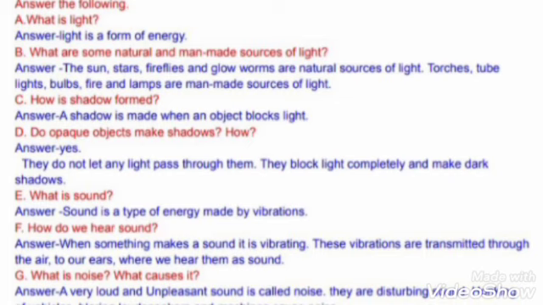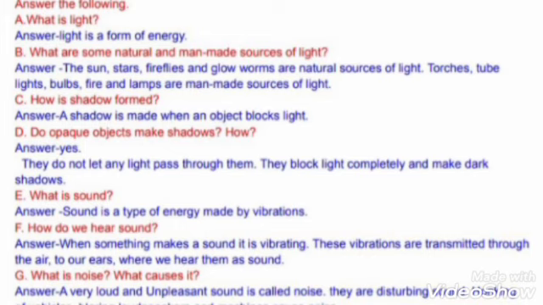Chapter 12. Answer the following. Question 1. What is light? Light is a form of energy. Question 2. What are some natural and man-made sources of light? The sun, stars, fireflies and glowworms are natural sources of light. Torch, tube light, bulb, fire and lamps are man-made sources of light.